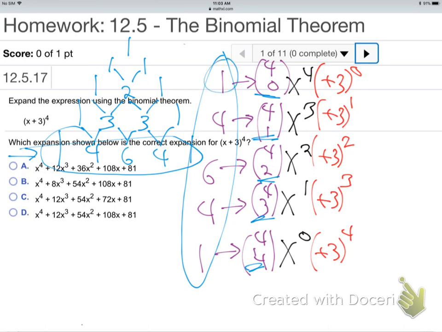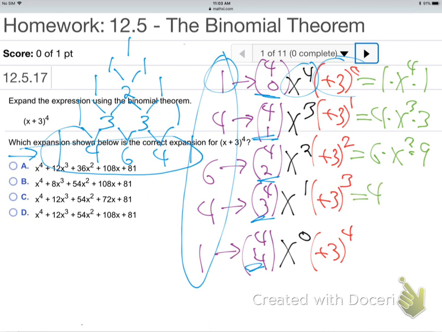This is a 1 times x to the 4th times 3 to the 0. That will tell you the x to the 4th term. So what does that come out to be then? That is 1 times x to the 4th times 1. Does that make sense? The next one is 4 times x to the 3rd times 3, which is going to be 12x to the 3rd. That makes sense? And the next one's going to be 6 times x to the 2nd times 9, which is going to be 54 x to the 2nd.